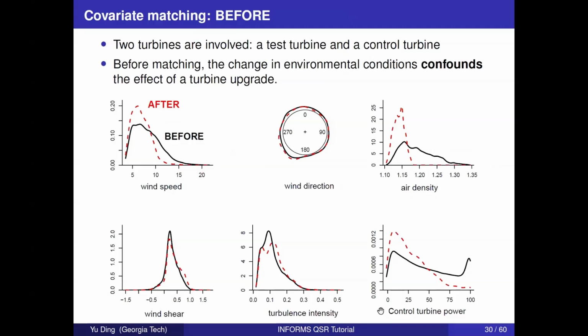And before the matching, you can see some of the environmental conditions confounding the effect of the turbine upgrade, right? This is data collected on the control turbine, which has no upgrade. So technically speaking, before and after, if all the environmental conditions are the same, the power curve distribution should be the same. If you look at this curve on the bottom right corner, the dashed line is from the after-upgrade period, and the black one is the before-upgrade period. They are not the same, right, Alan?